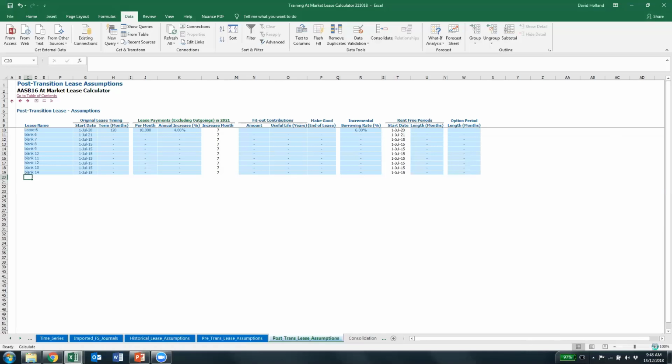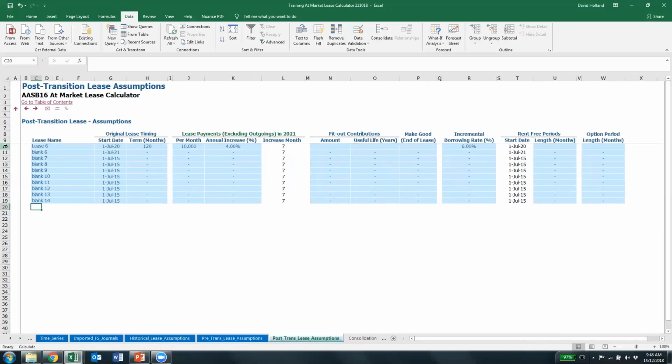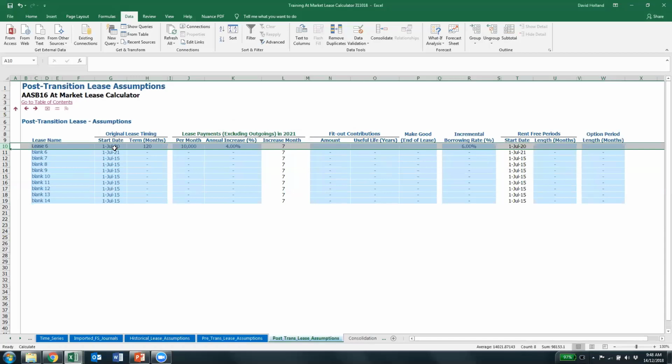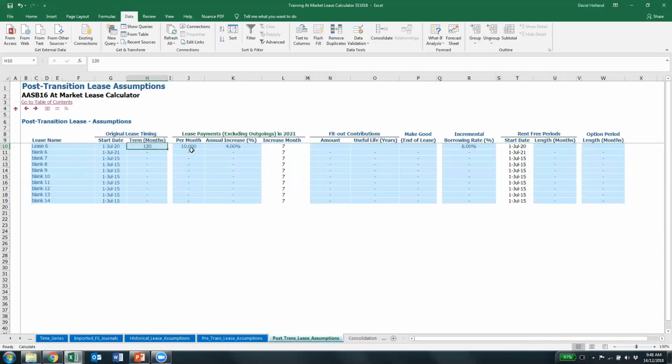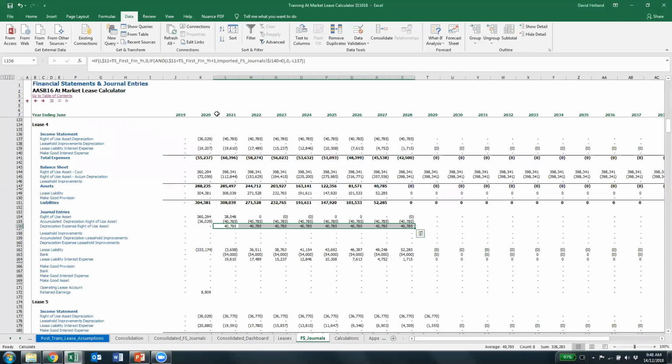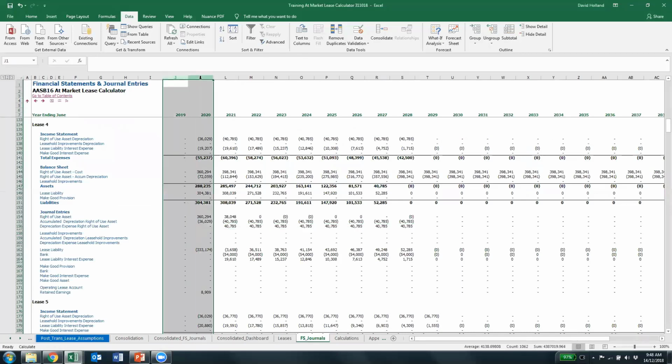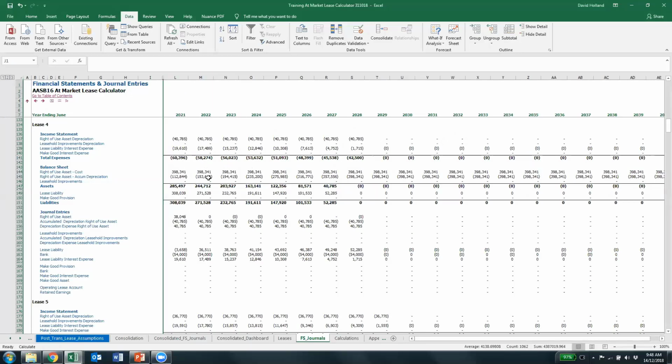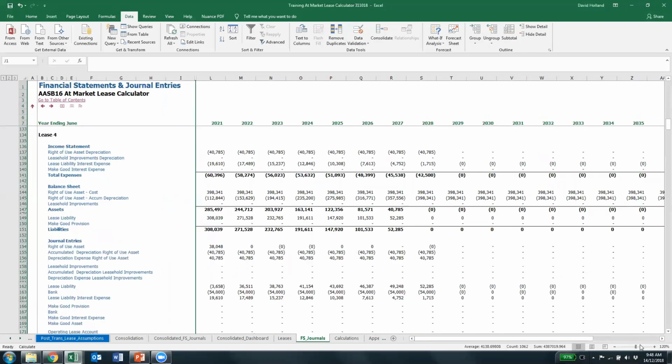You then have the opportunity to put in new leases. And lease 6 was a new lease. Commenced 1 July 2020, 10-year lease, 10,000 per month, 4% increase, same incremental borrowing rate. So once you've done all that, you can click across to the FS Journals tab. And I would advise that you hide the first two columns, 2019 and 2020. They're just calculation tabs coming through from the previous spreadsheet and don't always represent the correct numbers.